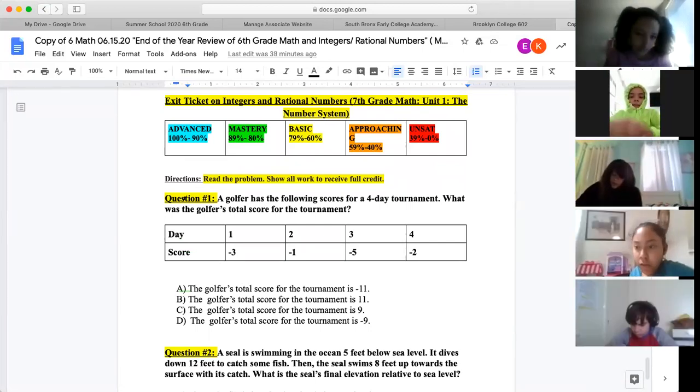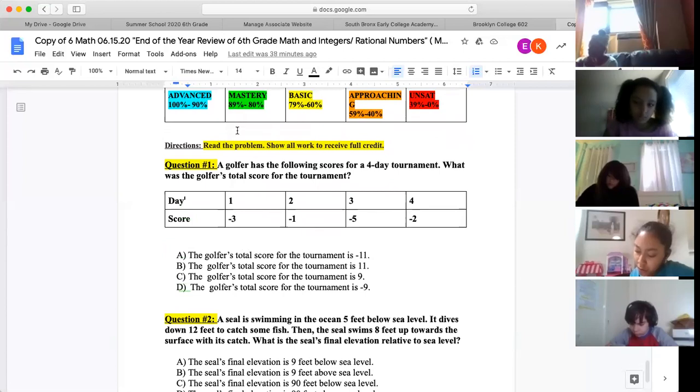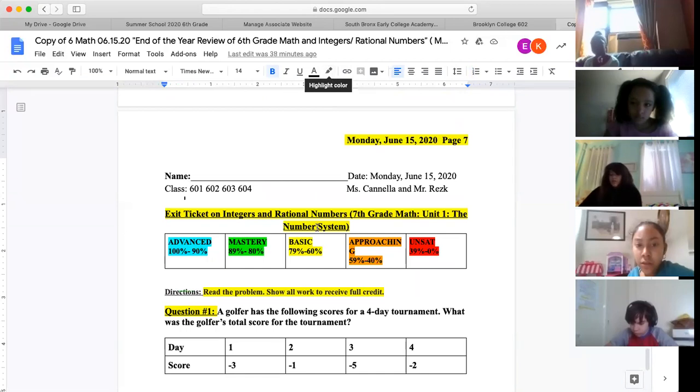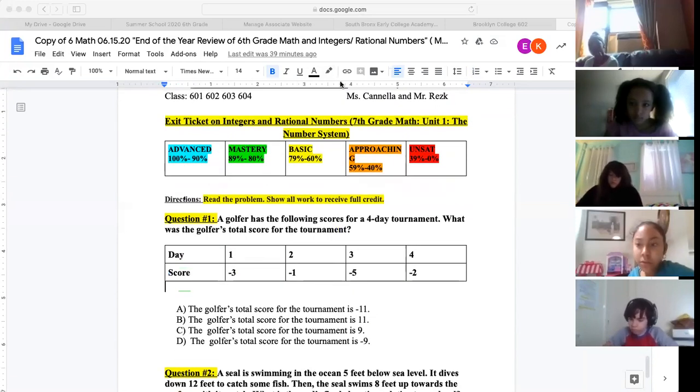Ilani. Yeah. Okay, what do we do here in question 1? We have to add. Good, what are we adding? We're adding all the negative, which is the score. Mm-hmm. Okay. So when you do that, what numbers should we be adding, kiddo? The -3, -1, -5, and -2. Okay, so I'm just gonna write that down.